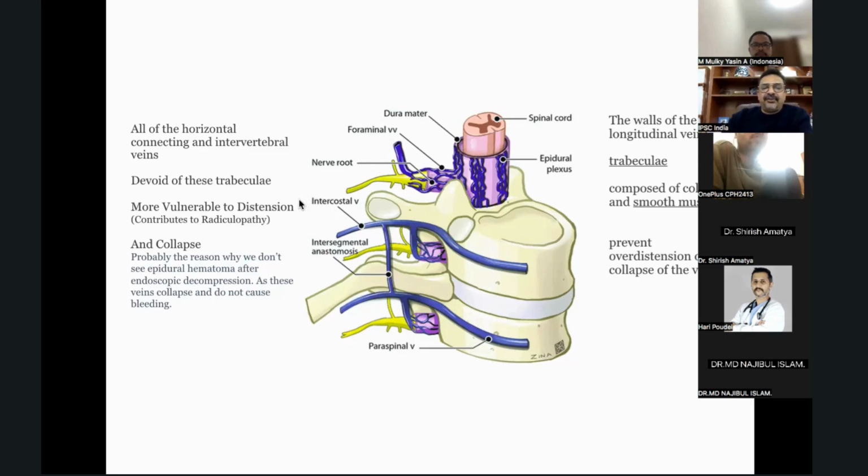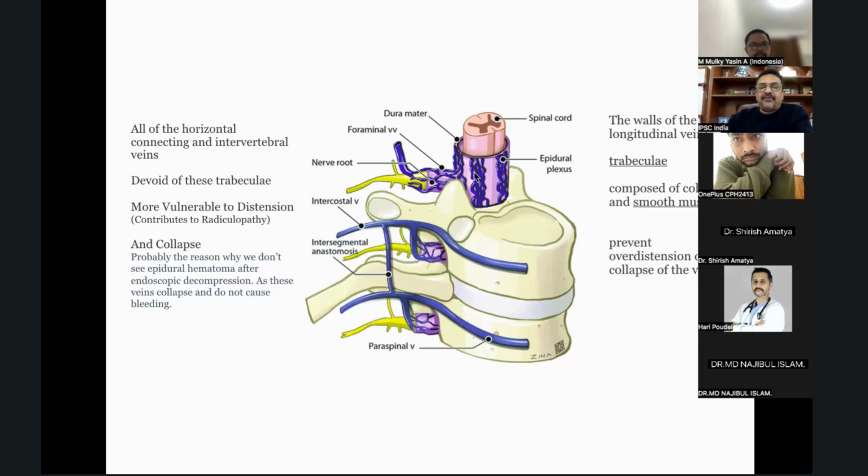They are vulnerable to distension, and whenever there's a herniation, there may be some engorgement of these vessels. They cause a distension of these vessels, and that may contribute to the radiculopathy of the patient. The fortunate part is that they usually collapse. So whenever we do foramen clearing and then go inside, when we come out, there are fewer chances of the formation of an epidural hematoma, because they usually collapse on their own. So that is the advantage of these veins not having a trabecular pattern.